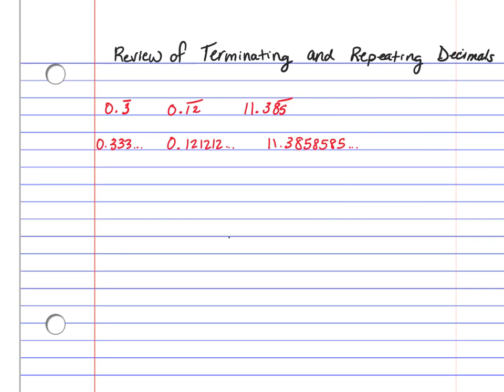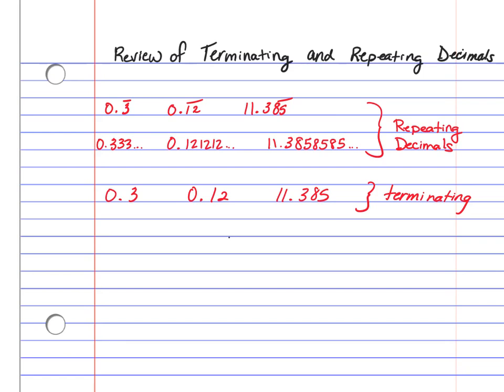If they don't repeat, generally they are called terminating decimals. So let's go ahead and label these. These are repeating decimals. Terminating decimals would be something that ends. So 0.3, 0.12, 11.385. Okay, so these are terminating decimals.